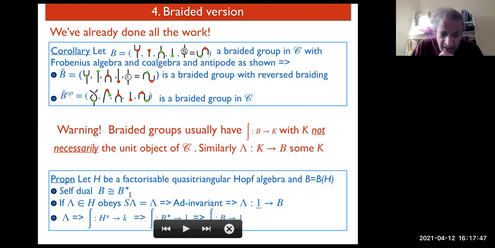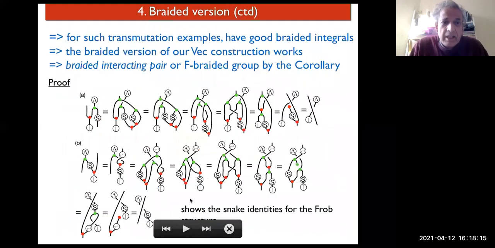But that turns out to be exactly the same thing as B star. So what we get is a map from B star, and then because of the ad invariance, to one, and so because of the isomorphism, we can view it as an integral from B to one. So in this convoluted way, we end up with an integral element in B and an integral on B, which are both morphisms. Okay, and that's in some generality for this construction. So each transmutation example has a good braided integral.